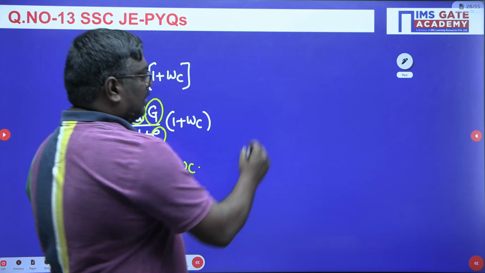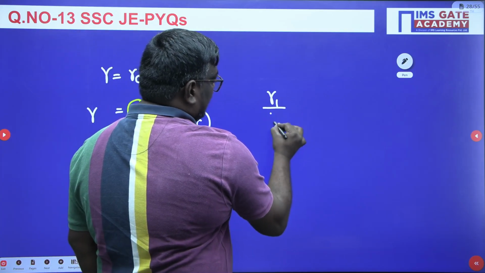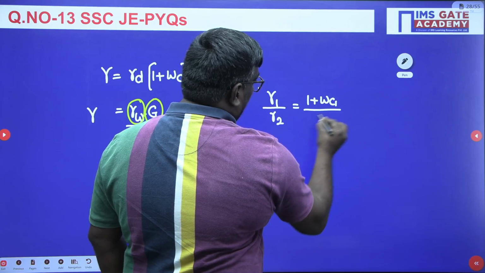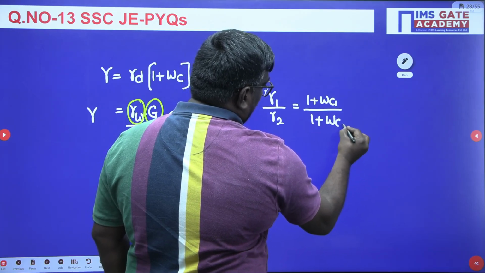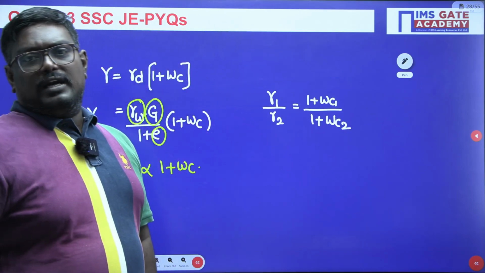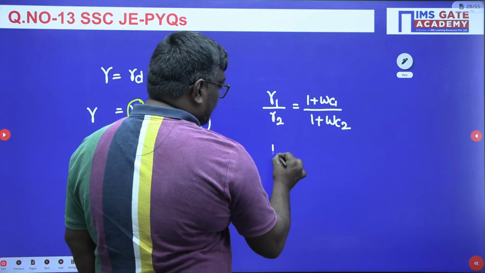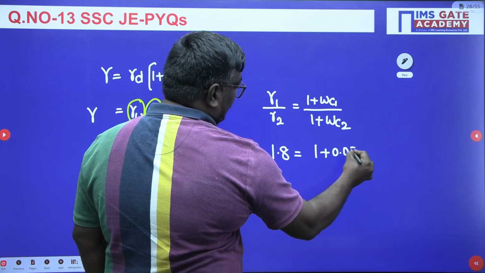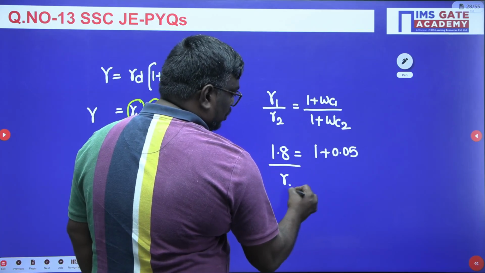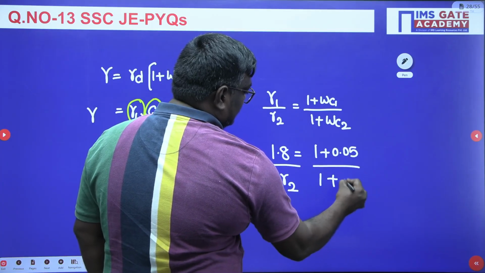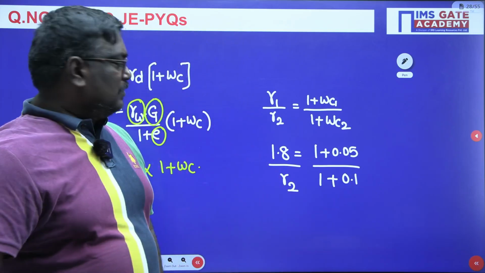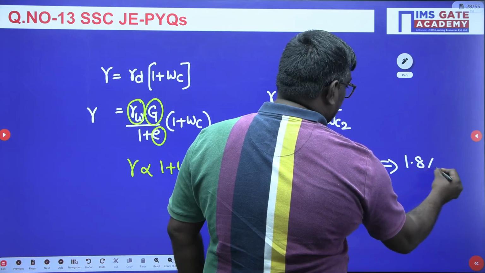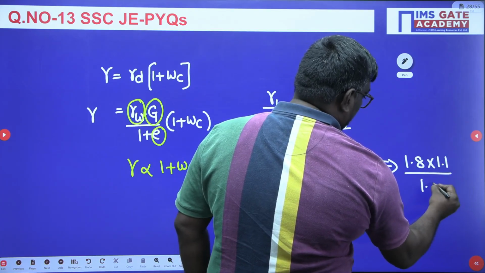So here you can develop the equation: gamma 1 by gamma 2 can be written as 1 plus water content 1 upon 1 plus water content 2. Now what is gamma 1, sir? Gamma 1 is nothing but 1.8 gram per cc, which is equal to 1 plus 0.05 upon gamma 2, which you don't know, upon 1 plus 0.1, which is 1.1. So here if you see, this will be equal to 1.8 into 1.1 upon 1.05.